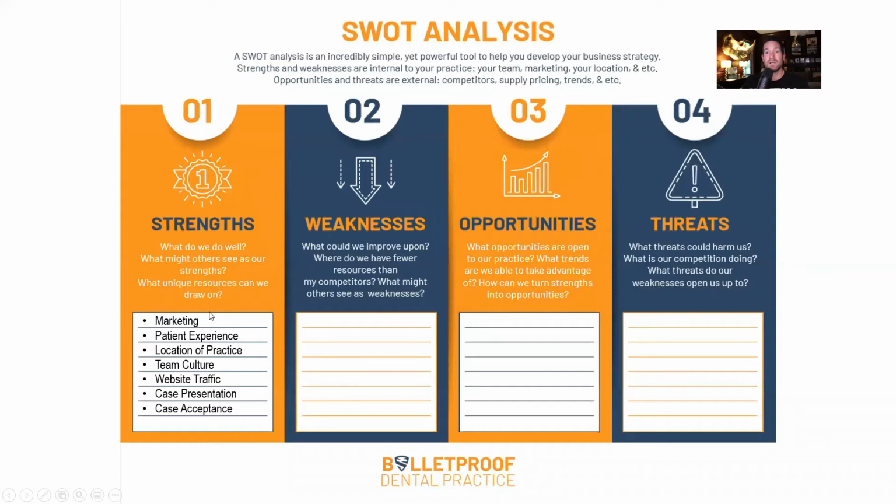So what do we do well? For instance, we may be amazing at marketing. We may be amazing at the patient experience. The location of our practice or the visibility of our practice, great. Our culture is great. Our website traffic's great. Case presentation's great, right? Here are the things we do well.